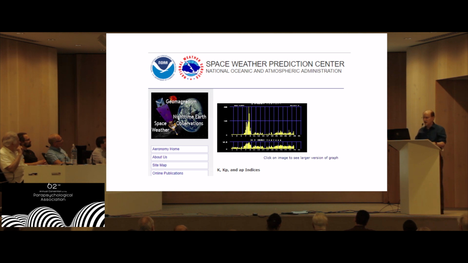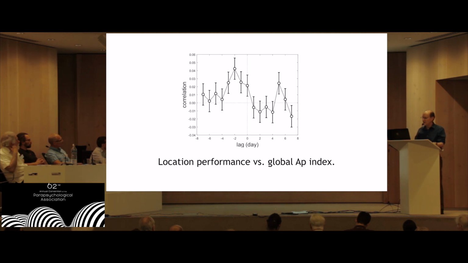So my interest here was what is happening in terms of the geomagnetic field as a possible correlate for this kind of task. And so we go to the Space Weather Prediction Center, where you can go to an FTP site and download data from every day for many, many years. And so here we go with the location test performance per day versus the global Ap index. And what you see is that there actually is quite a significant correlation. It's 2 days before each test. But even on the day of the test itself, you have a significant correlation.